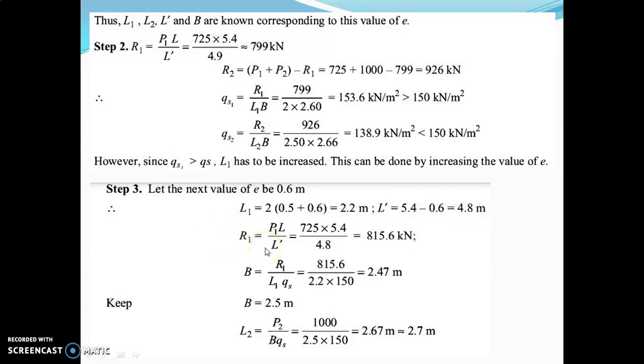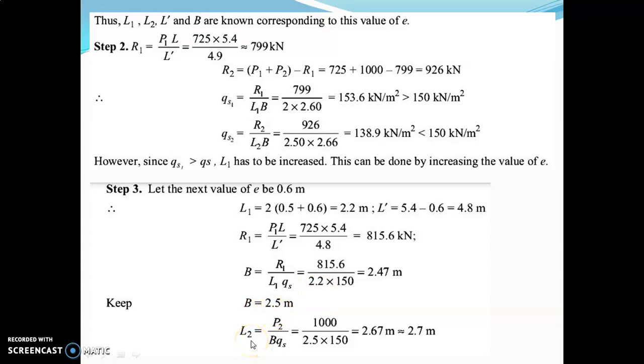R1, you calculate again, use the same formula. P1L divided by L dash. P1 is 725 into L, L is 5.4 divided by L dash, that is 4.8. You get 815.6 kilonewton. Again calculate what is B. B is equal to now R1 divided by L1 into QS. So R1 is 815.6 divided by L1. L1 is 2.2 into QS is 150, given value, equal to 2.47. So B, now you can round it to 2.5 meter.